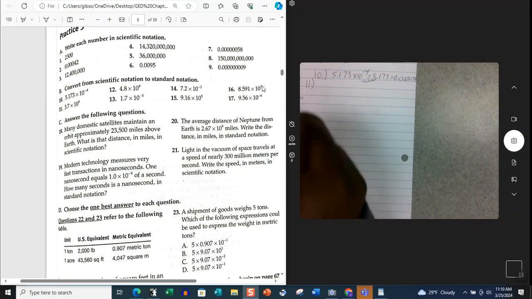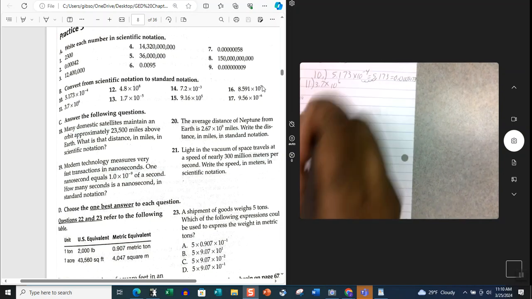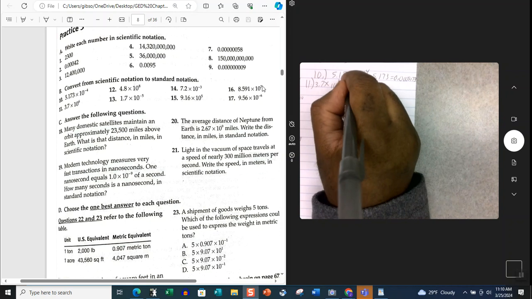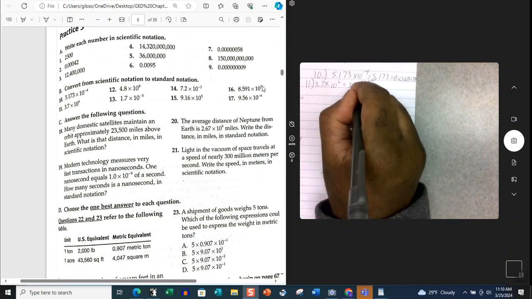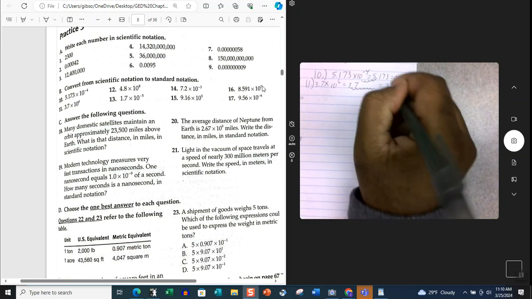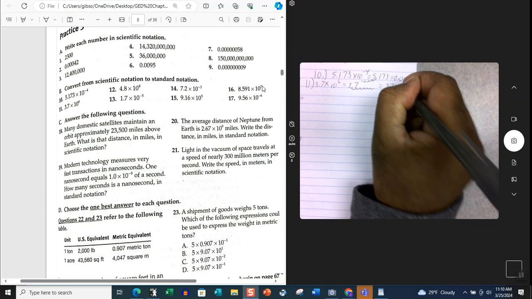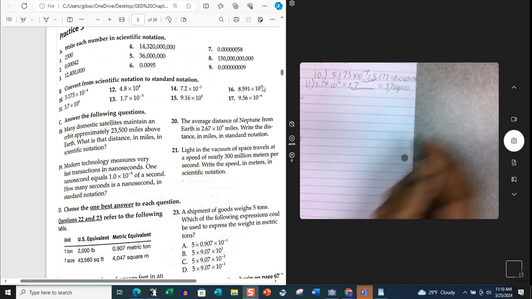Number 11, 3.7 times 10 to the 6th power. So we'll take 3.7, we'll move this decimal 6 places. 1, 2, 3, 4, 5, 6. So that'll give us 3, 7, and 5 zeros. So this will give us 3,700,000.